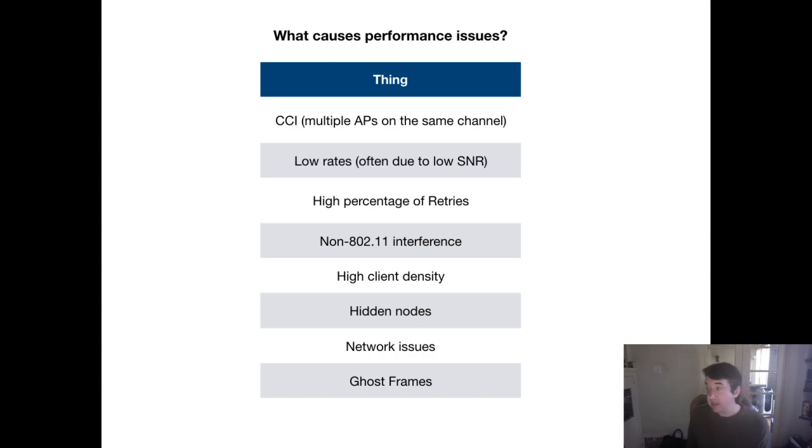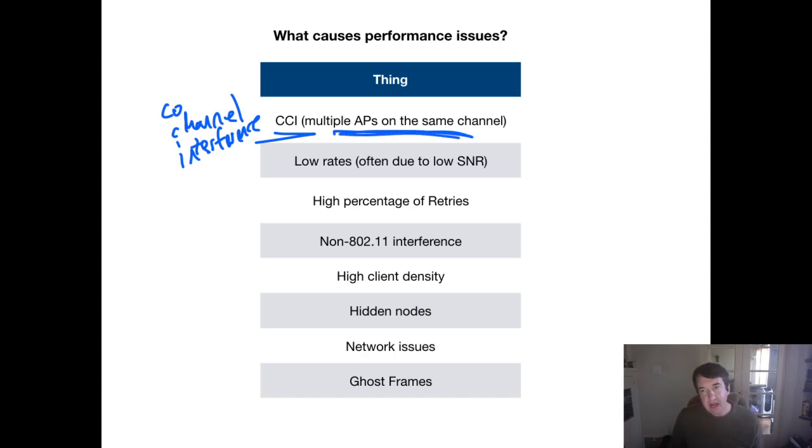Here I just put together a list of some other things that might cause performance problems in Wi-Fi. For example, CCI. CCI is co-channel interference. What we essentially mean by that is more than one access point operating on the same channel. Now, we didn't see that. We didn't see co-channel interference. We only saw the one access point operating on channel 52.